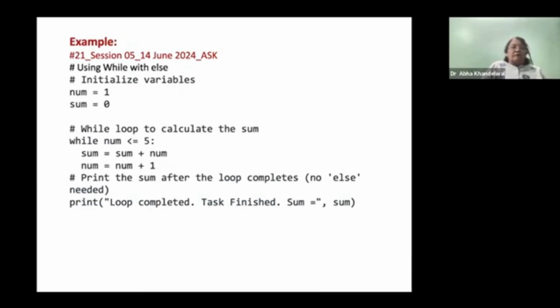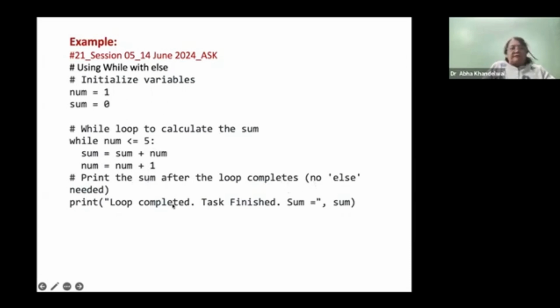Okay, while with else. We will have to modify this. So in this, again the same, num equals 1. So num is actually count, your count, and then we have taken it as a number. And then sum equals 0. So definitely we are going to find the summation of all 5 numbers. So while num is less than 5, sum equals sum plus num. Now you understand this. And num equals num plus 1. So print the sum after the loop completes.